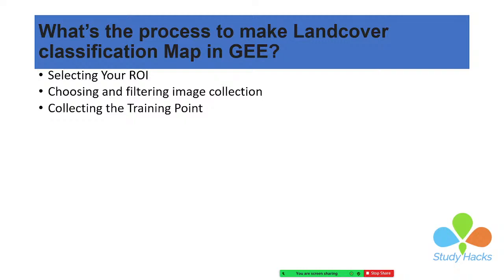So first of all you need to collect the training points, and these training points will represent different types of features. Suppose you collect some training points for water, some for built-up area, and some for bare land. The training point size depends on your area. If your area is big, then you can collect more training points, and if your area is small, then you can collect fewer training points. But you should try to add more than 50 training points to get a better accuracy result in your land cover classification map.